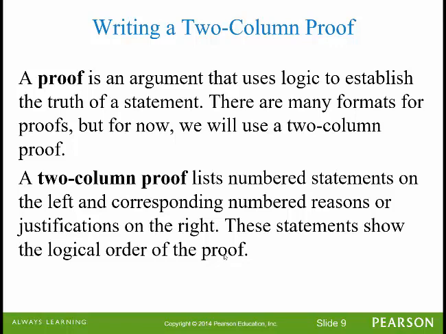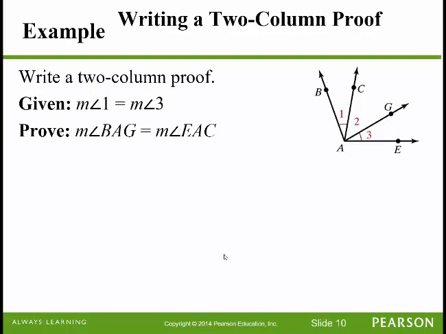All right, so let me do some examples of this. So here's writing a two-column proof. What we're given is that the measure of angle 1, which is right here, which is BAC, is equal to the measure of angle 3, which is EAG. What I want to prove is that the measure of angle BAG is equivalent to the measure of angle EAC. So really what I'm saying, and listen to how I'm going to justify this, the measure of angle 1 plus the measure of angle 2 has got to be the same as the measure of angle 3 plus the measure of angle 2. So that's where we're going to go.